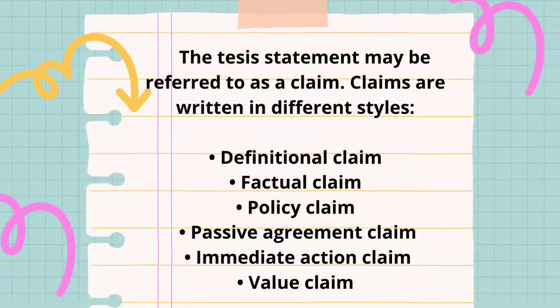Policy claim defines an issue and its best solution. Passive agreement claim seeks audience agreement without expecting action on their part. Immediate action claim also seeks audience agreement but expects them to do something. And the last one, value claim, judges whether something is right or wrong.